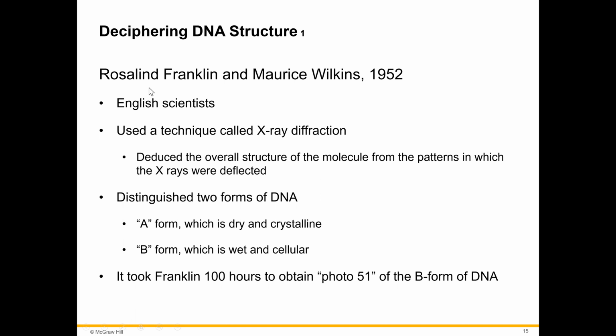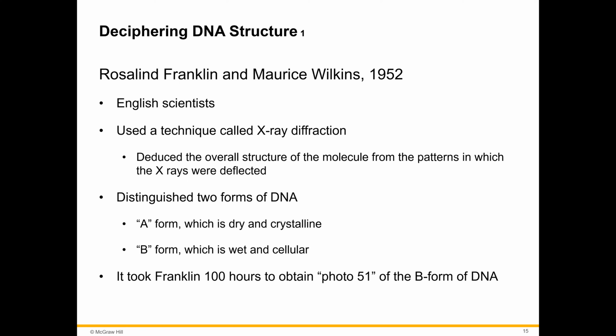Then we have Rosalind Franklin and Maurice Wilkins in 1952, English scientists. They used a technique called X-ray diffraction, and they deduced the overall structure of the molecule from the patterns in which the X-rays were detected. So they shoot X-rays into a molecule of DNA, and they get a reflection from the DNA molecule, and they analyze this reflection pattern. And they distinguished two forms of DNA, A form, which is dry and crystalline, and B form, which is wet and cellular. So B form is the form of DNA that is present inside living cells.